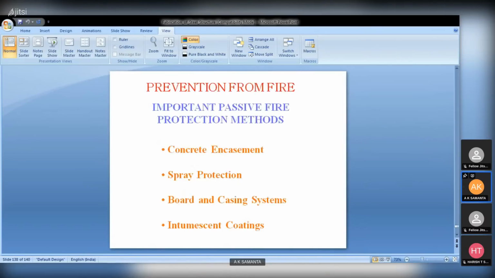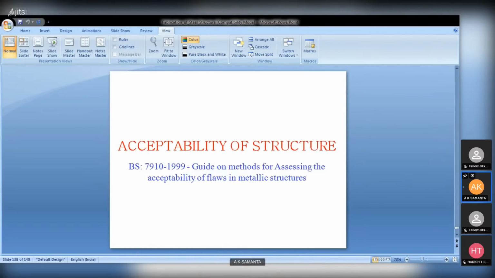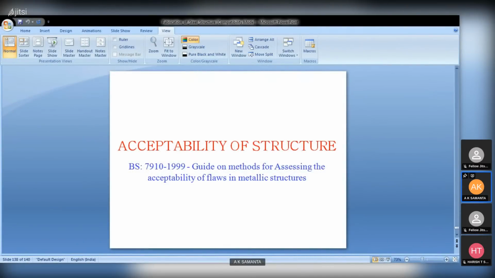So now, after all these things that I have discussed very briefly, in conclusion, there may be some defects in the structure due to lack of quality concerns. After the structure has been built with so many processes, whether it is acceptable or not, only one code is available in the international market, that is BS 7910-1993, guide on the method of assessing the acceptability of flaws in metallic structures, which means steel structures.